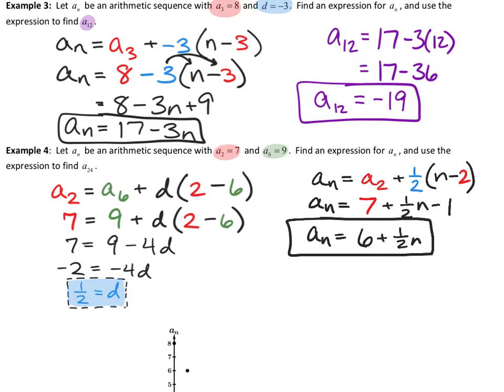But then it wanted us to turn around right away and use that function or that sequence to find a sub 24, which just means we are plugging 24 in as n, the 24th term in the sequence. Half of 24 is 12. 6 plus 12 is 18. So a sub 24 is equal to 18.